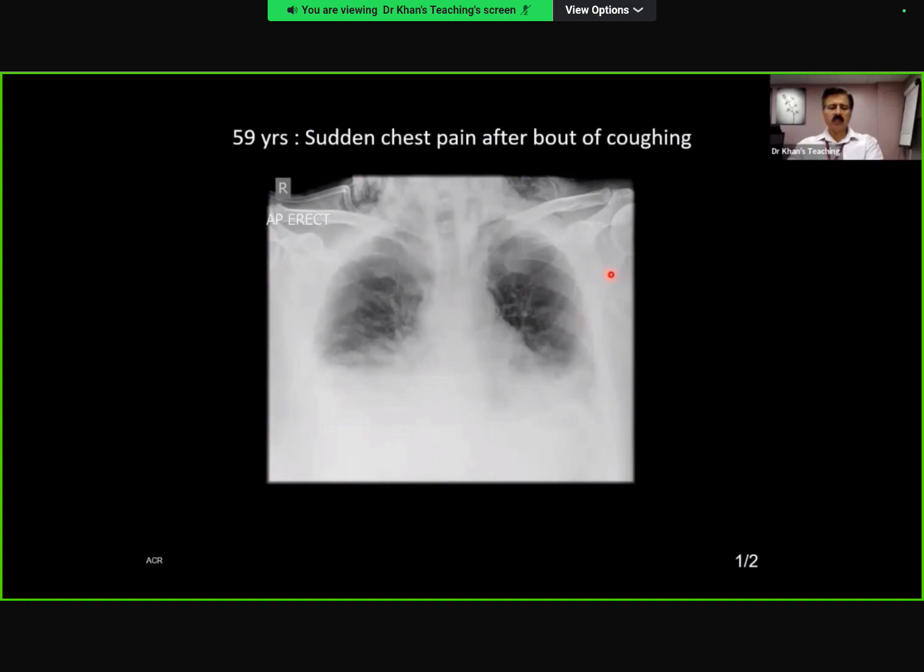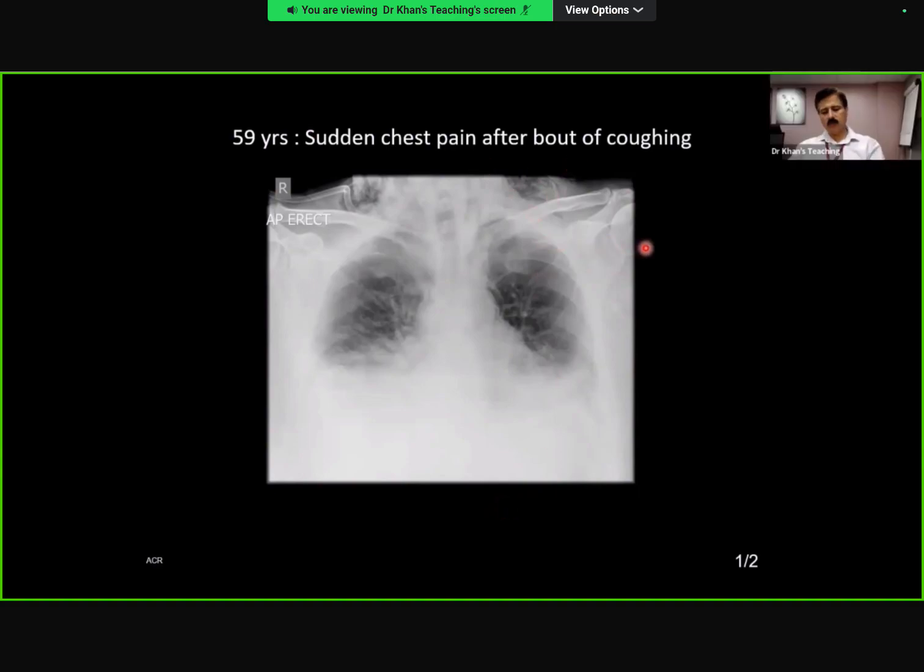Sudden chest pain after bout of coughing. What is your finding? So this is a frontal chest X-ray of a skeletally mature patient with history of sudden chest pain after bout of coughing. I can see that there is a subcutaneous emphysema on either side of the neck. I can see that there is a subtle lucency outlining the aortic knuckle as well. Excellent. So conclusion, well done. So what is the conclusion? This is pneumomediastinum secondary to oesophageal tear or Boerhaave syndrome.